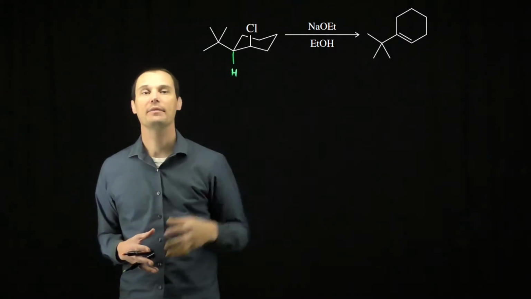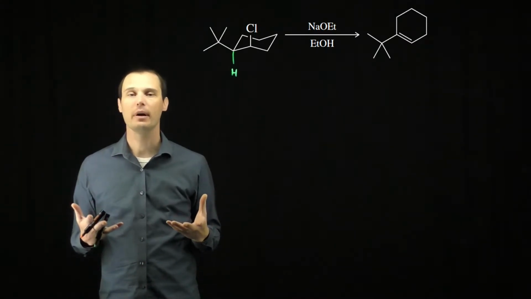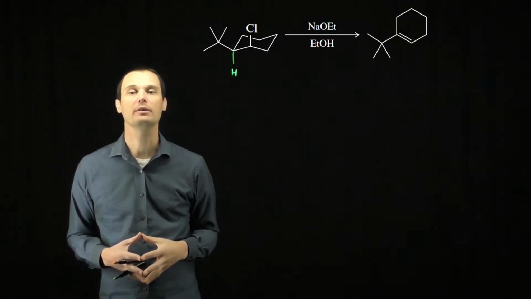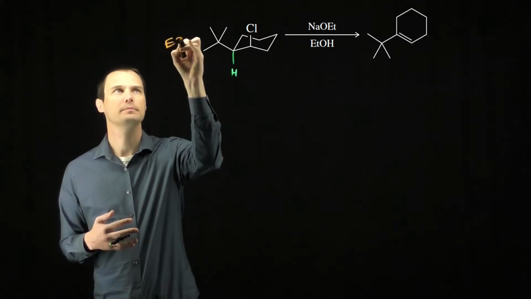What I notice is that we have sodium ethoxide, a strong base. As a strong base, it doesn't have to wait around for a carbocation. It can directly attack the beta hydrogen in order to form the E2 reaction. So this reaction will go through an E2 pathway.